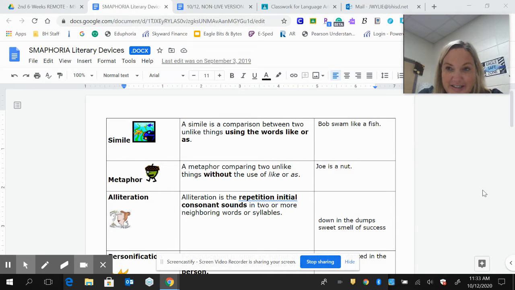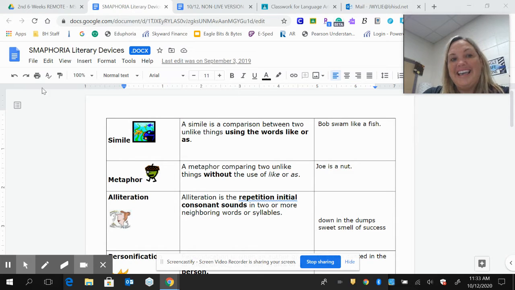So all you're doing is listening to the lesson, thinking about the different literary devices that we're going to discuss. And we like to use a mnemonic device. It's called Smaphoria. Smaphoria. Smaphoria. Okay. And you might have heard of this before when you were in elementary, but these are literary devices that authors use to convey meaning without saying explicitly or directly what it is. And they use different types of words than what we'd expect.